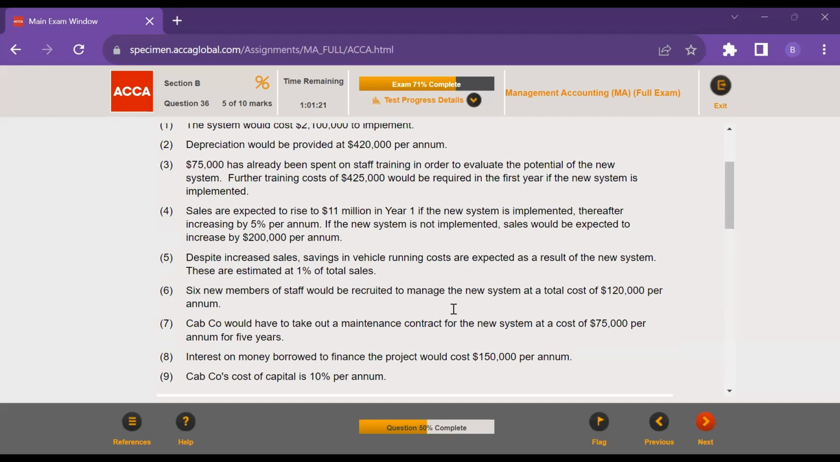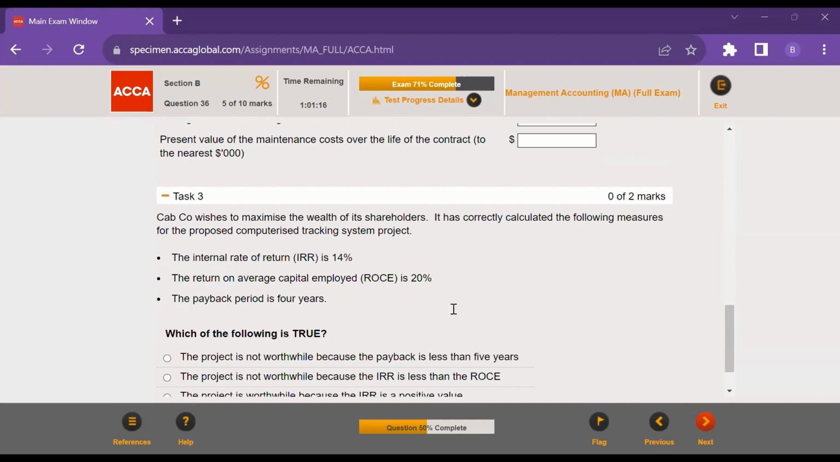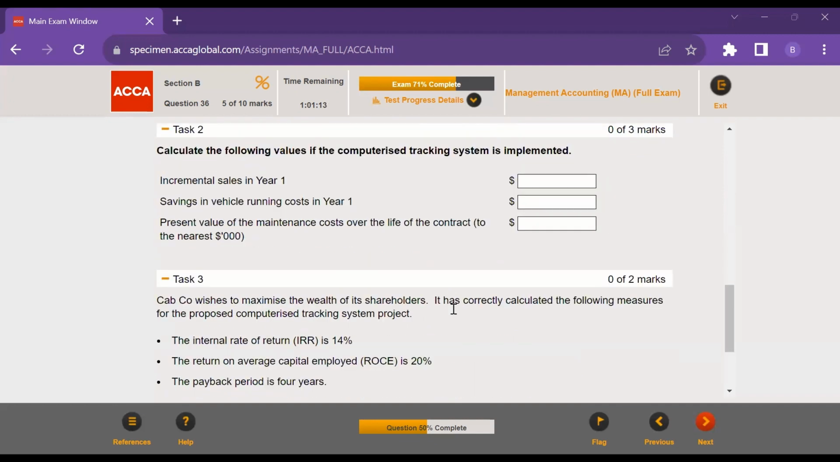If the system is not implemented, sales will be expected to increase by $200,000 per annum. So we have to say how much is going to be our incremental sales. So incremental, we are told that with the investment it will be 11 million, and without the investment there will be an increment of 200,000.